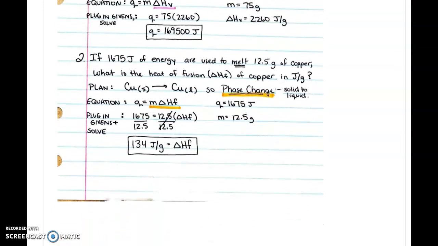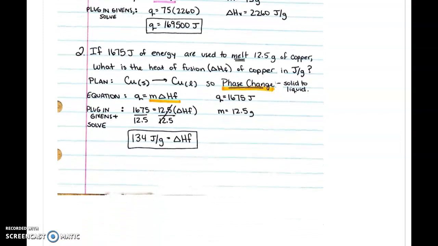Okay. Next one is also a phase change. Here, though, we're not using water, we're using copper. If we use some other substance, I will give you all of the relevant information in the problem. This one is a little bit weird because this one, if we are using 1675 joules of energy are used to melt 12.5 grams of copper, what is the heat of fusion of copper in joules per gram? We are looking for our heat of fusion here.